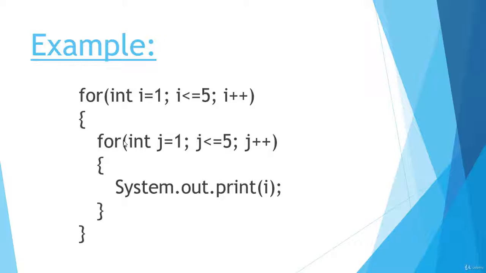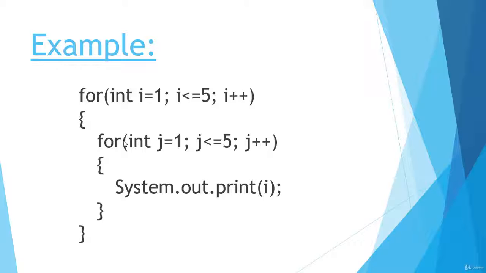When the value of i is 1, it checks: yes, 1 is less than or equal to 5. It comes inside the body of the loop. Now it starts the loop from j equals 1. Now 1 is less than or equal to 5 and it prints i on the screen, meaning it prints 1 on the screen. Now it goes back to the j plus plus and increments the value of j by 1.